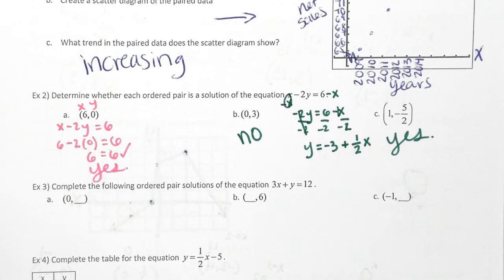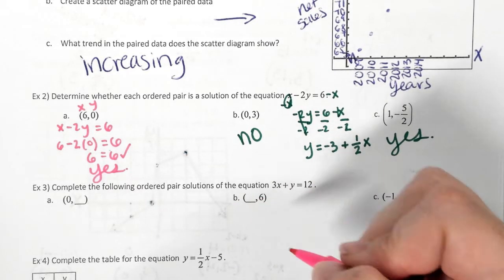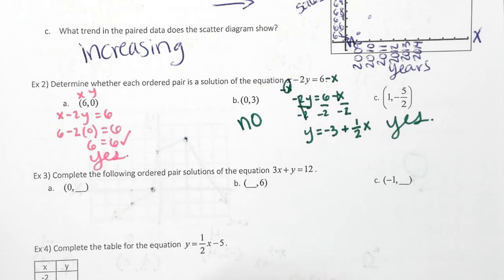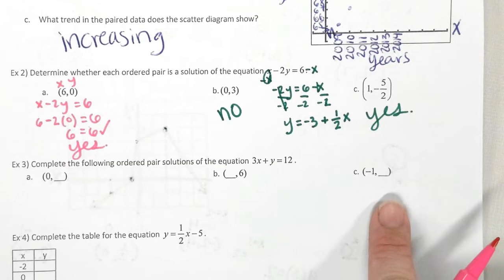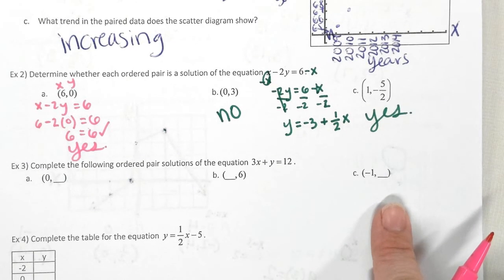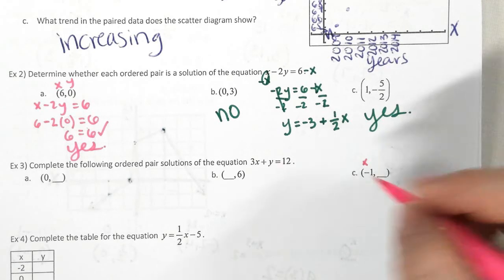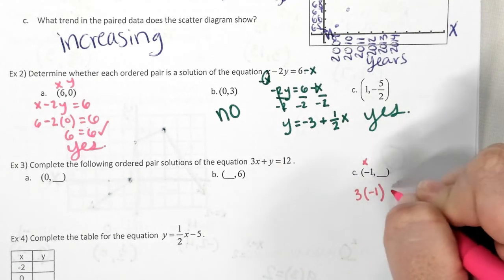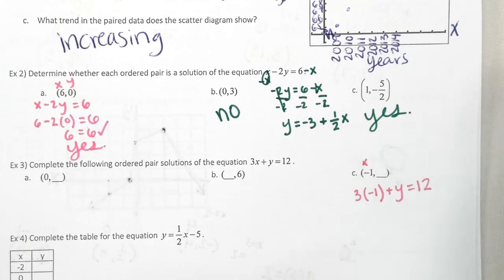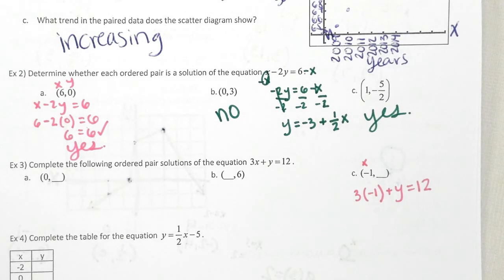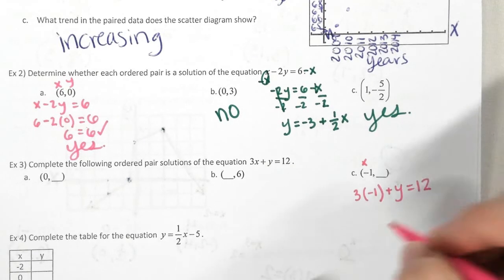Okay, so let's do another one kind of similar. I'm actually going to do number 3B by hand. No, you know what? Actually, we'll do C. So I want you to notice that this one gives me X, but it doesn't give me Y. Therefore, I don't know Y. So I'm going to plug in X and solve for Y. So I have 3 times negative 1 plus Y equals 12. What's 3 times negative 1? Negative 3.